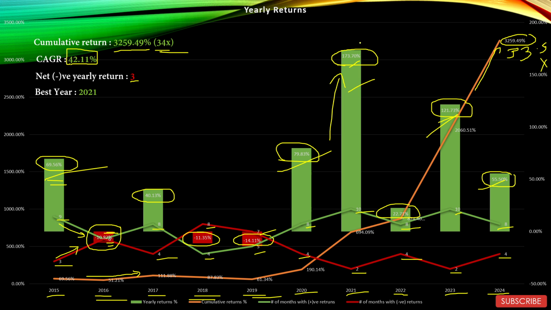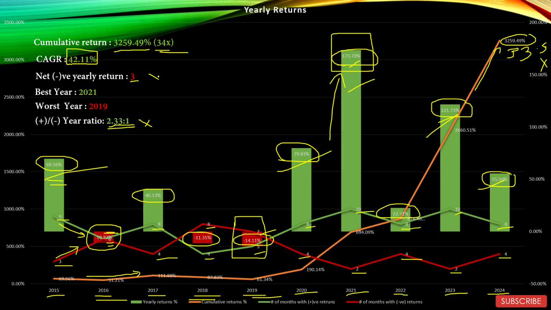Best year was 2021 with 173.70% returns, absolutely majestic returns. Worst year was 2019 with minus 14.11% returns. Positive to negative year ratio is 2.33 to 1. Not again, not best, not worst, but still a bad number. Probably this and this are the only two bad numbers for this entire sector from this yearly graph.